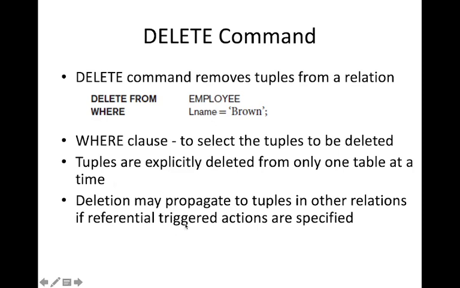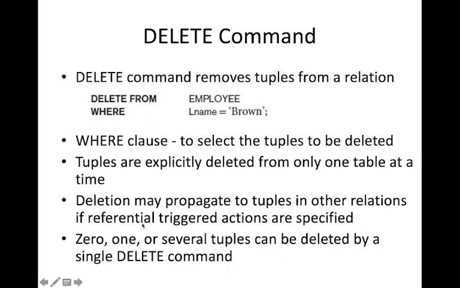Then deletion can be propagated to tuples in other relations also. This deletion can propagate to other relations if we are enforcing referential triggered actions. We have already seen this in the previous lecture, referential triggering. We will be saying set default, set null, or update, like that, on delete, what should be done. So if we specify on delete set null or on delete cascade, then those actions will also be done, and deletions will occur in all those tables also. Based on this where clause, 0, 1 or several rows can be deleted by a single delete command.